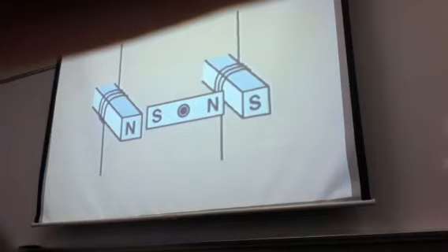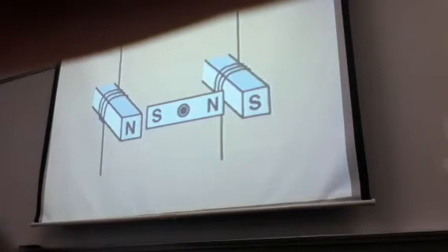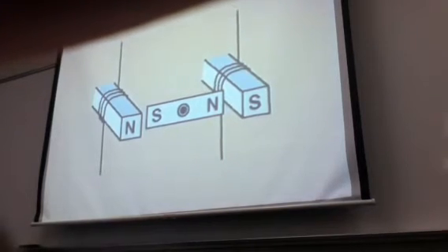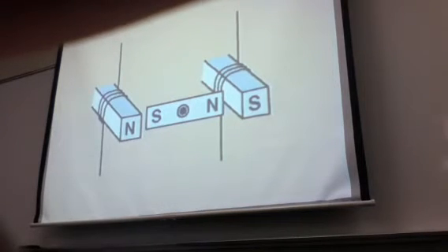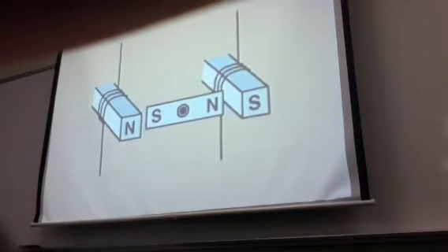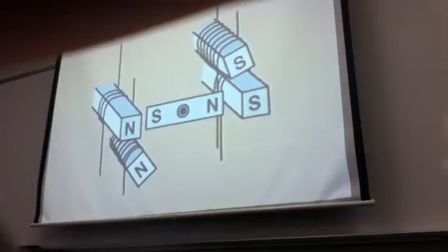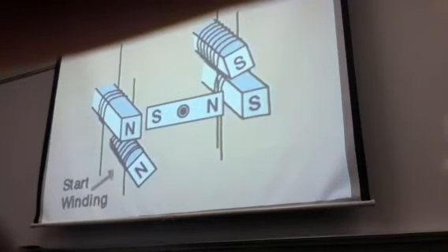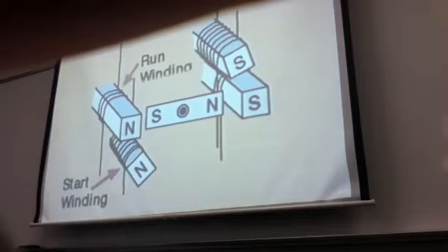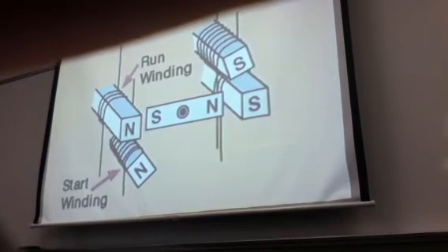A rotating magnetic field is needed to induce rotation. We can create that rotating field by adding another stator winding. Let's refer to this winding as the start winding, and the original one as the run winding. The start winding coils are made of lighter wire and have many more turns than the run winding.